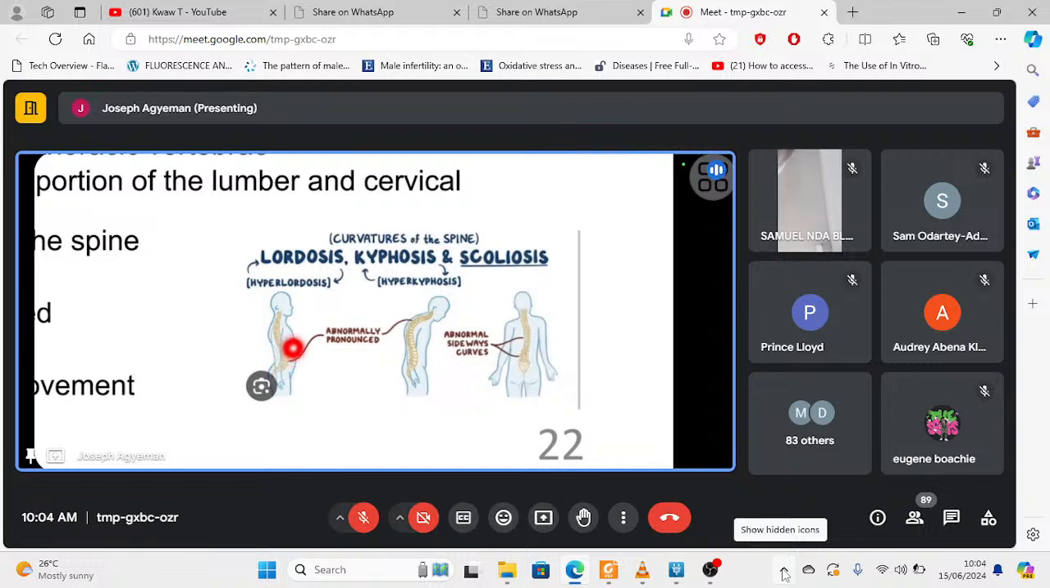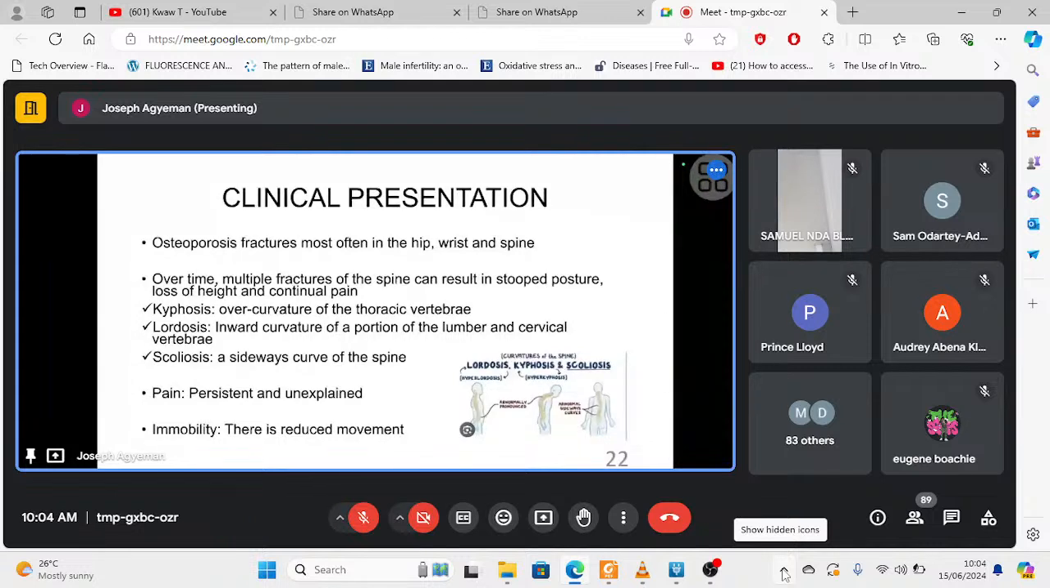So that will make you appear shorter than you are. Or you can get a sideways curvature, that is scoliosis. So this is typical because of repeated vertebral fractures. It's either you are suffering from kyphosis, where you see them always bending downwards, which is very common in the elderly, or you get lordosis, that is the inward curvature. Both will reduce your height, as well as scoliosis. And of course, this will come with persistent pain. You are always in pain.